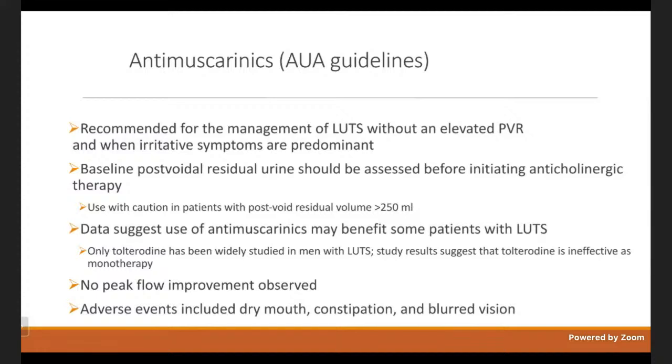A commonly used antimuscarinic agent is tolterodine. Recently, solifenacin is also used. Tolterodine, solifenacin, and many other antimuscarinic agents have been used, usually along with an alpha blocker. The alpha blocker is combined with antimuscarinic agents in patients with storage symptoms, so the benefit is better.